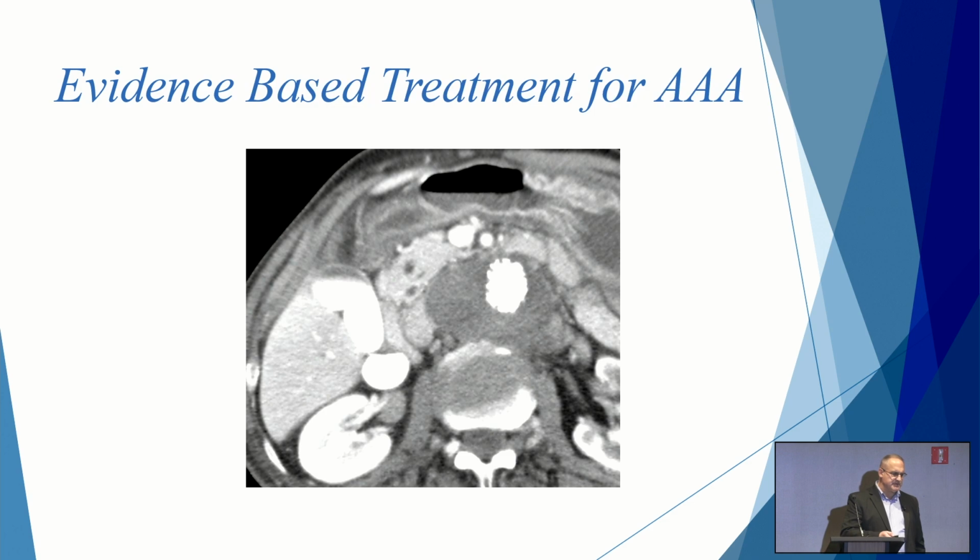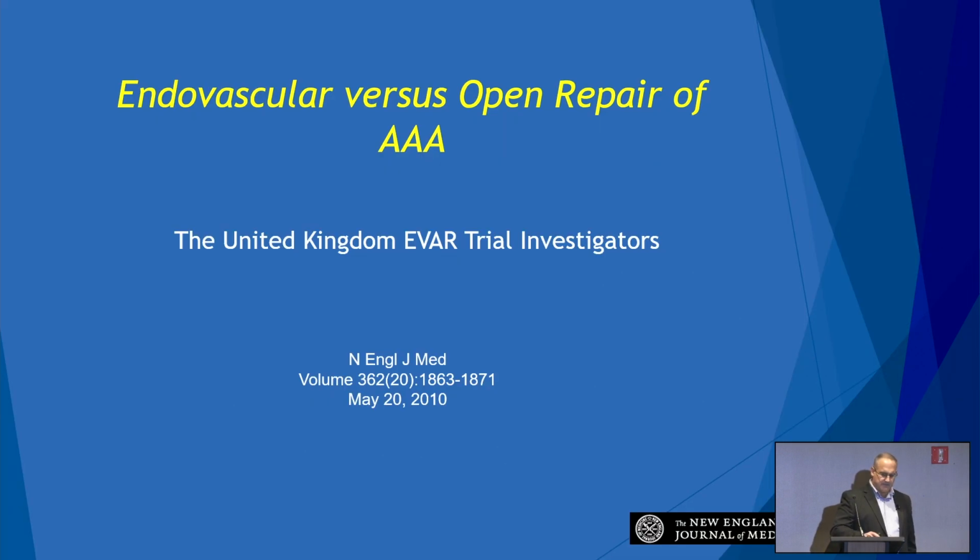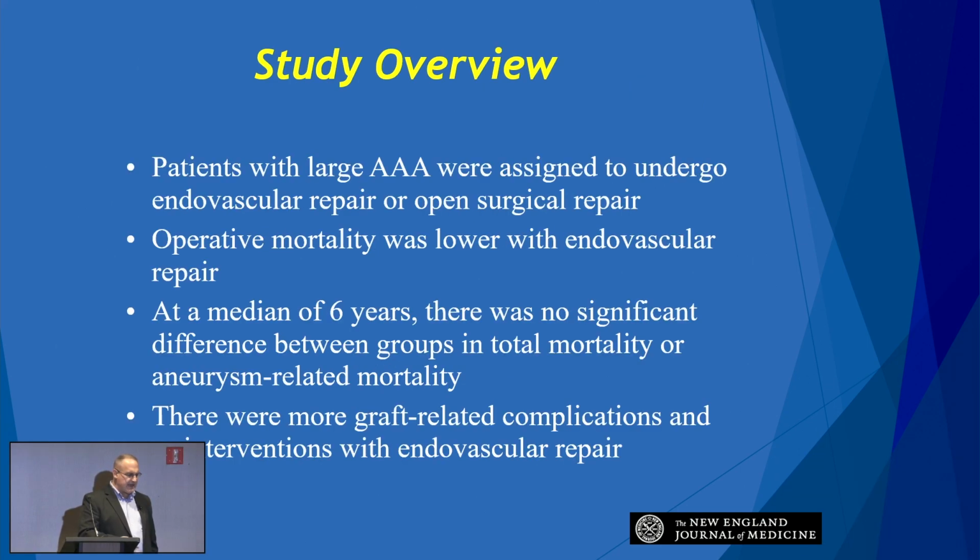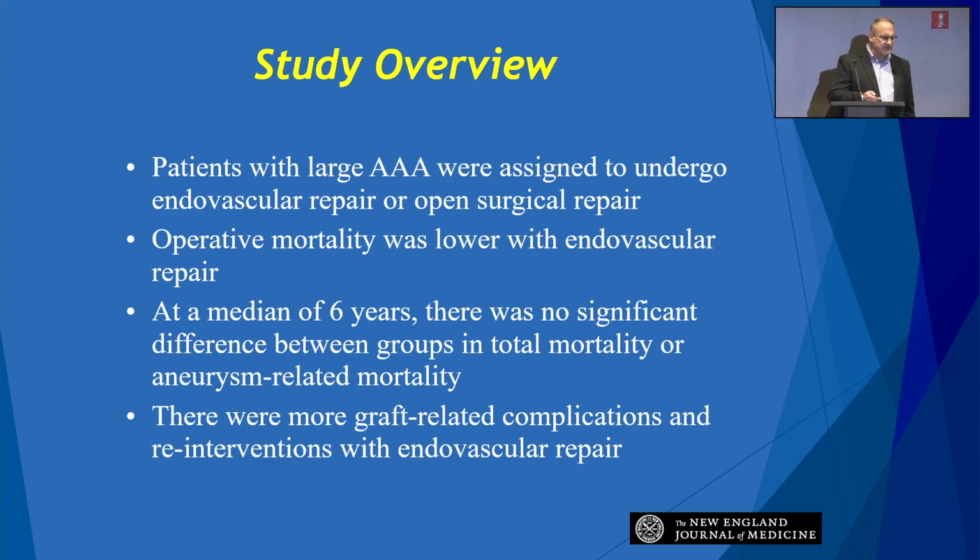What is the evidence-based treatment now, over the last 20 years, for abdominal aortic aneurysm? This is a trial that was done in the UK where they looked at patients with very large abdominal aortic aneurysms. They were assigned to undergo either endovascular repair or open surgical repair. What they found is that the operative mortality was actually lower with the endovascular repair. At a median of 6 years, there was no significant difference between the groups in total mortality or aneurysm-related mortality. And there were more graft-related complications and reinterventions with endovascular repair.